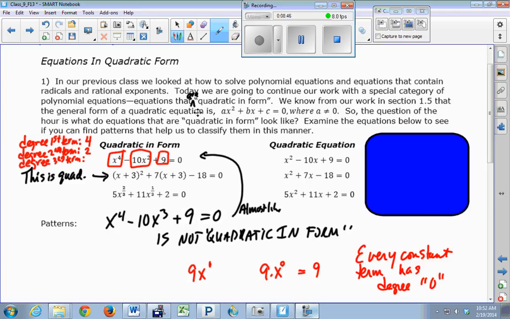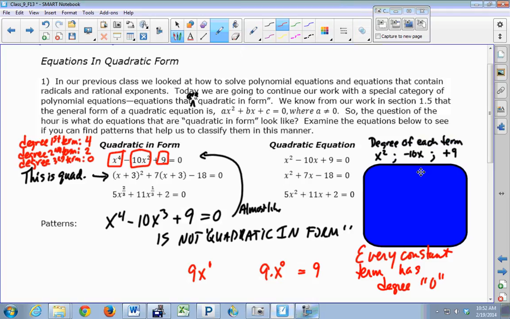So this has 0. Okay, so let's move our way over to this quadratic equation. And now I'm just going to move this little box down for a minute. So here are my 3 terms, x squared, minus 10x, and 9. Tell me what the degree of each of those 3 terms are. What's the degree of x squared? What's the degree of negative 10x? 1, because now it's x to the 1. And the degree of 9? 0. Okay. 2, 1, 0, 4, 2, 0.